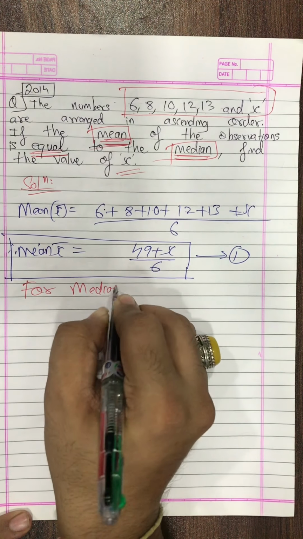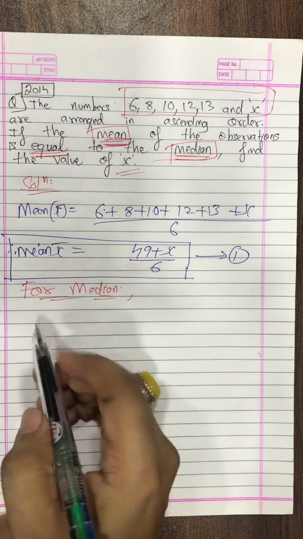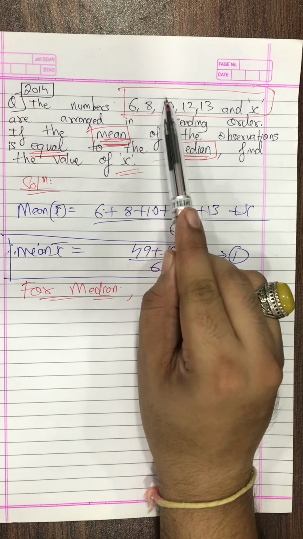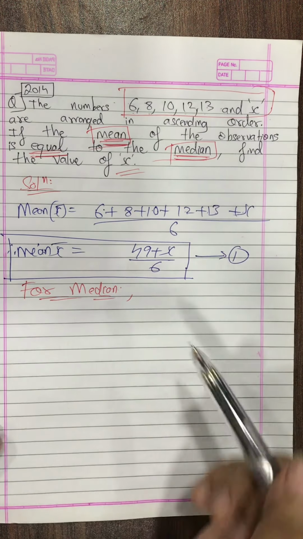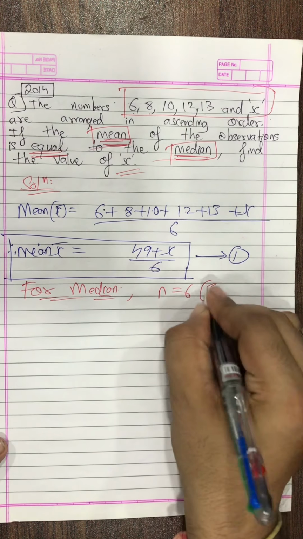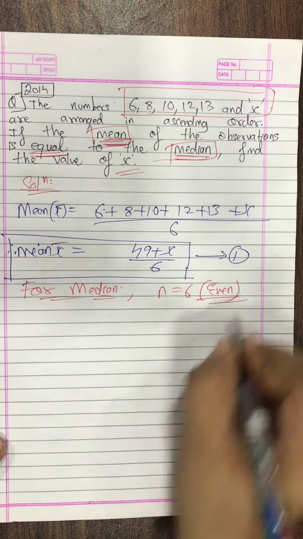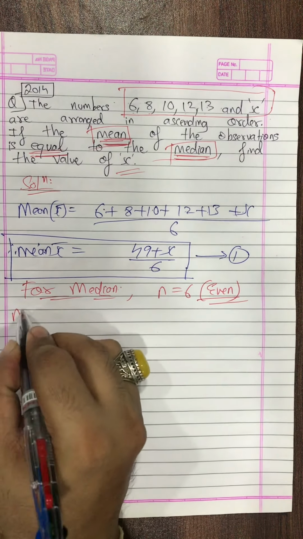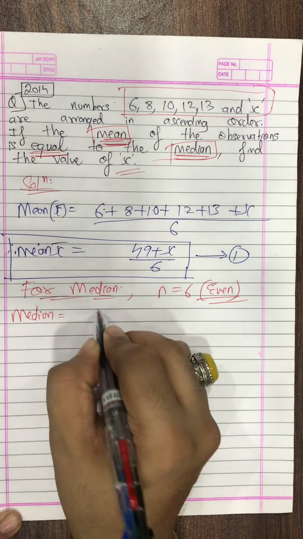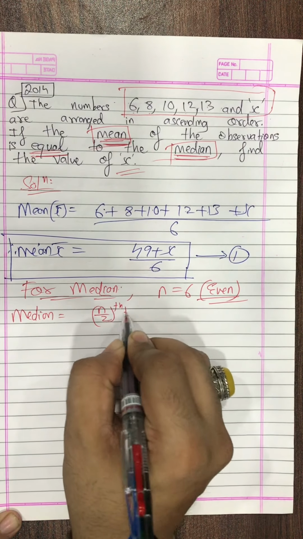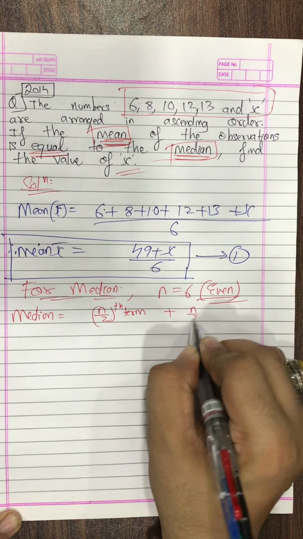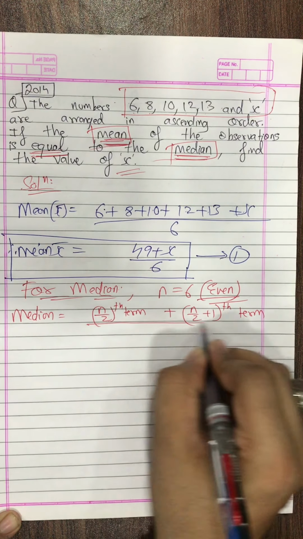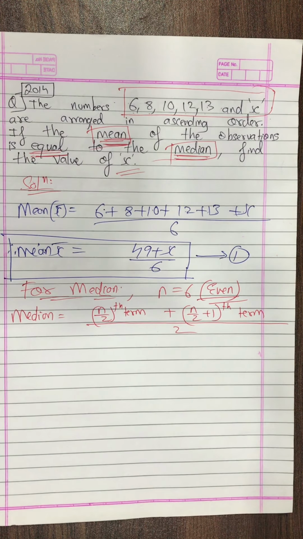For median, let's count the number of terms given here, as it's already arranged in ascending order. 1, 2, 3, 4, 5, 6. Here the number of terms n is 6, which is even. So now I'll use the formula for an even number of terms. Median is the n upon 2th term plus the n upon 2 plus 1th term, the whole upon 2, students.